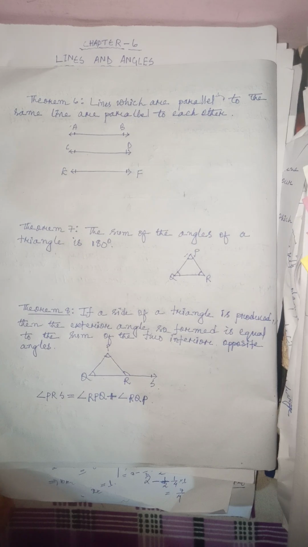To all my dear viewers, today I'll be explaining Theorem 6, Theorem 7 and Theorem 8. And this will be the last theorem in chapter 6. Now, as we can see in the first theorem, lines which are parallel to the same line are parallel to each other.